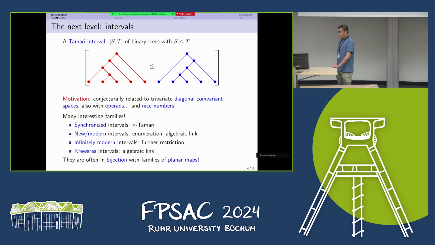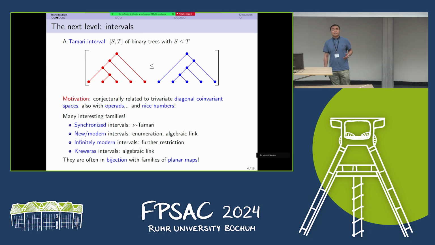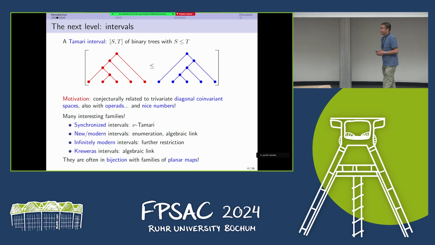Okay? Other than the fact that this is a natural second step to go for the study of this structure, why are we interested in it? Well, it is because it's also related to other combinatorial objects. For instance, Bergeron and Préville-Ratelle conjectured that they are related to the trivariate diagonal coinvariant space. And Chapoton studied them by means of operads. But for me, who is more of an enumerative person, I'm more interested because they have very nice counting formulas.